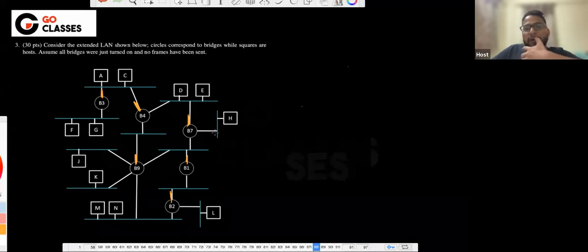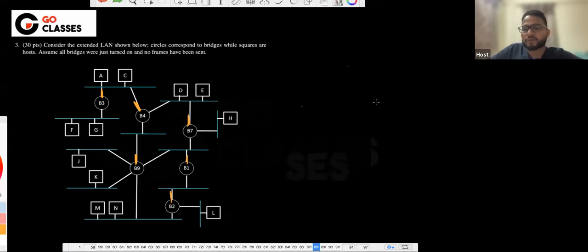H is sending to A. Now tell me who will receive. Will B7 forward on this non-highlighted port? Obviously no, right? Because B7 knows that A is here on this port. So D and E will receive, and then B4 will not forward here, and then C and A will receive, right? I think D, E, C, A should be the answer.